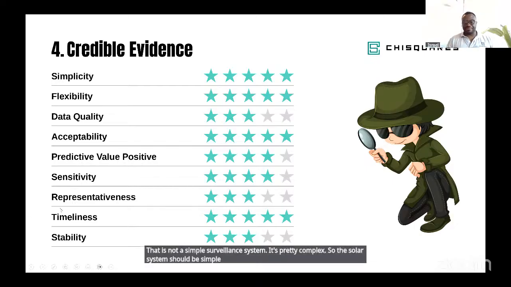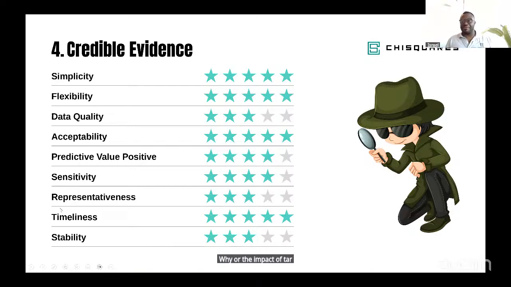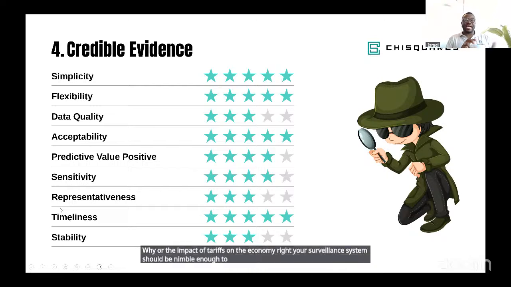So the surveillance system should be simple. It should be flexible. Flexibility simply means that your surveillance system can adapt to changes in information need. So today we might need data on the impact of tariffs on the economy, right? Your surveillance system should be nimble enough to say, okay, we can quickly add questions to that surveillance system.